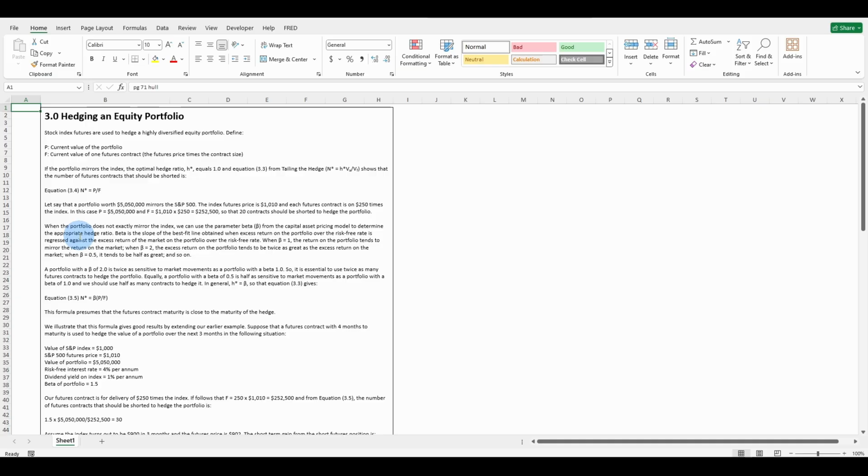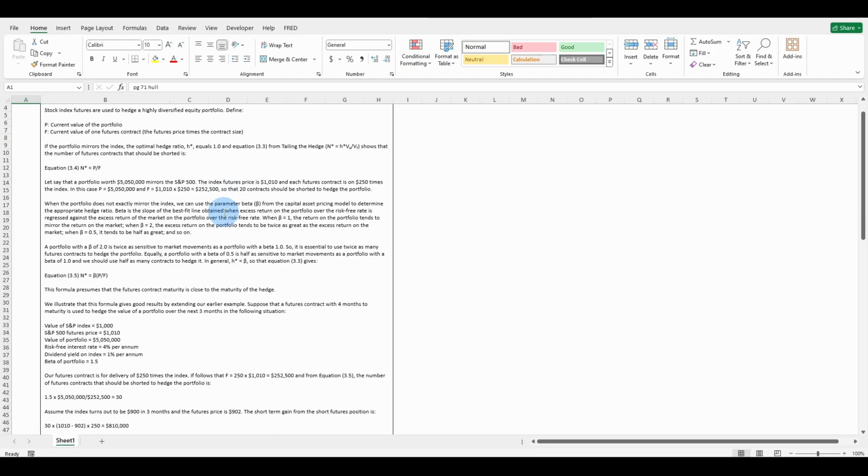So let's say that a portfolio worth 5.05 million mirrors the S&P. Today, we probably could throw three zeros on that, because 5 million is nothing. 5 billion, maybe. But let's say we're dealing with the S&P 500. The index price is 1,010. And that just shows you how dated this information is, because what did we hit, 5,700 yesterday? Each futures contract is on 250 times the index. In this case, P is equal to 5.05 million and F is equal to 1,010 times 250, which equals 252,500. So 20 contracts should be shorted to hedge the portfolio. You see that? You just divide 5 by 2.5 and this should equal 20.